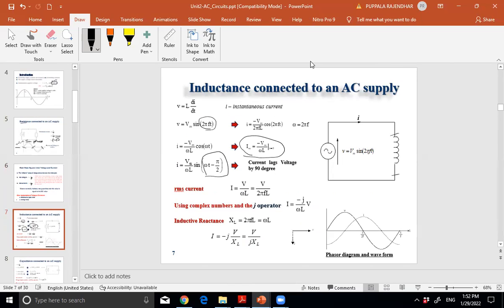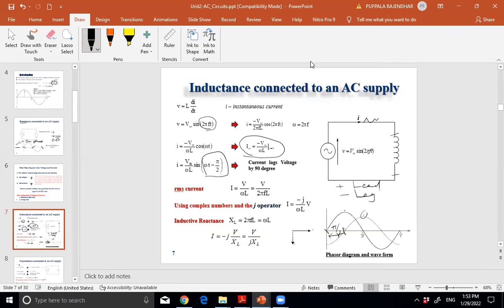Current is lagging compared to voltage. Voltage is omega t. Current is omega t minus pi by 2. Minus means lag, plus means lead. So the current is lagged by pi by 2 angle. This is in case of only a pure inductor.